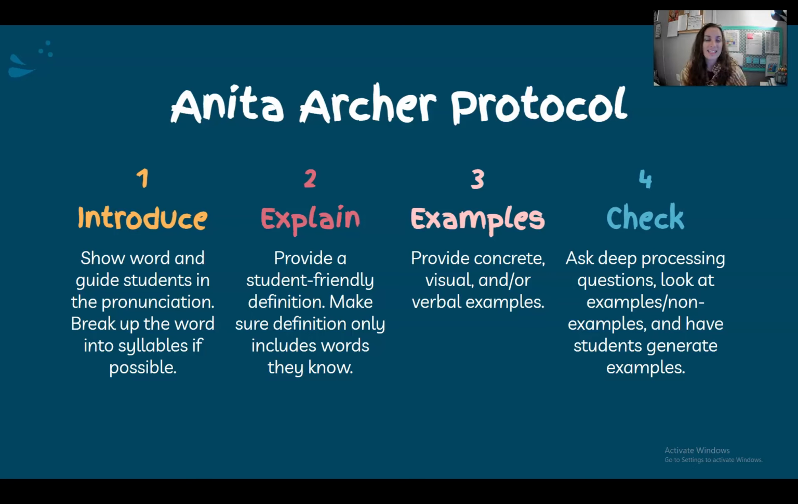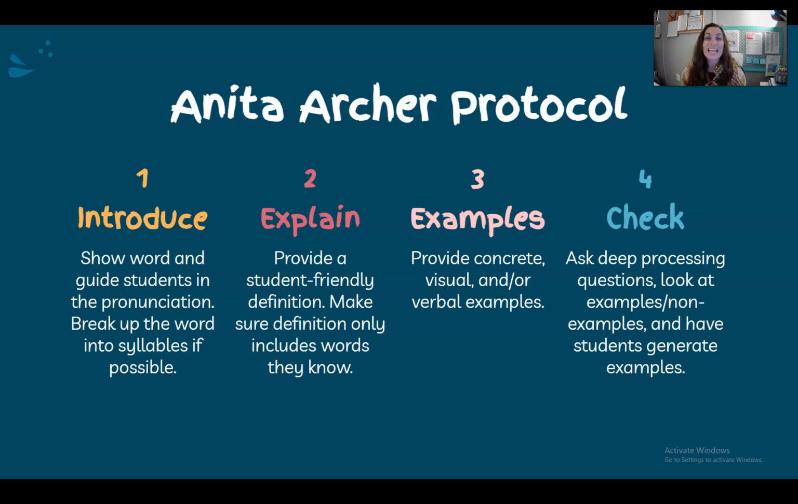So the first practice is going to be your introduction. This is where you say the word and you have the students pronounce the word correctly with you. Pronunciation is very important because they need to know how to say the word, especially if it's a difficult word to say. During this portion, you're also going to be breaking up the word into syllables if applicable.